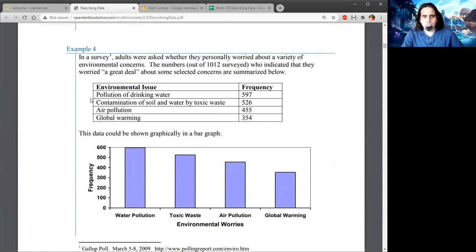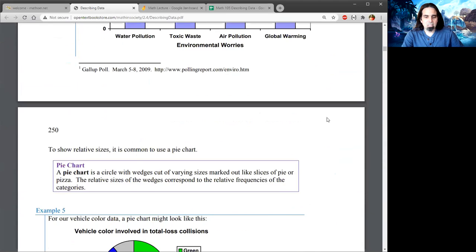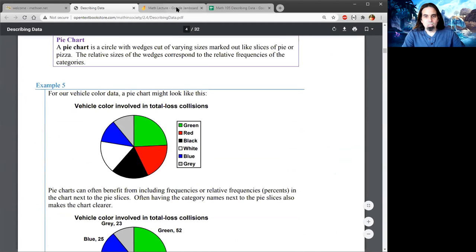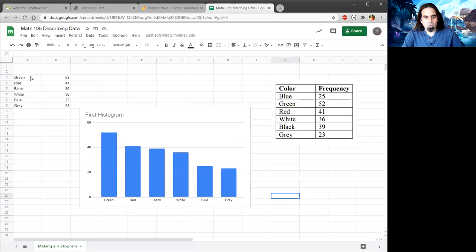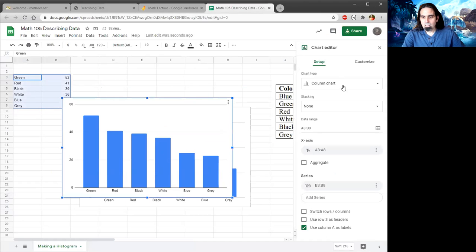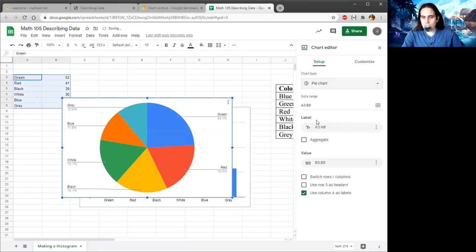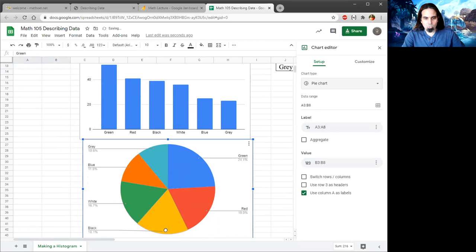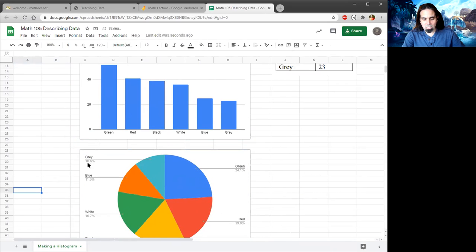In another example, they have environmental issues and how many people vote for those. And then they make a pie chart. We made one accidentally when in our spreadsheet, I highlighted these things and said, give me a chart. Its first instinct was to give me a pie chart for some reason. This is so fancy. It even labels the wedges and puts what percent they are on each.